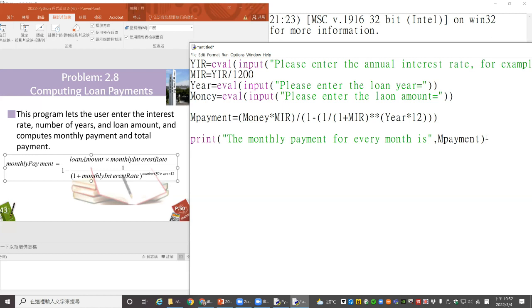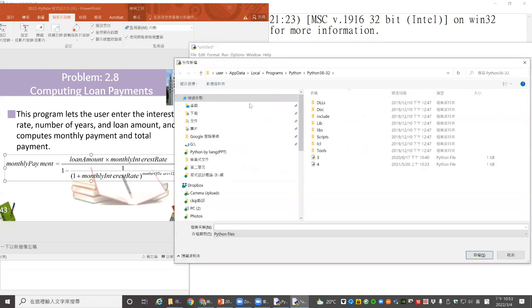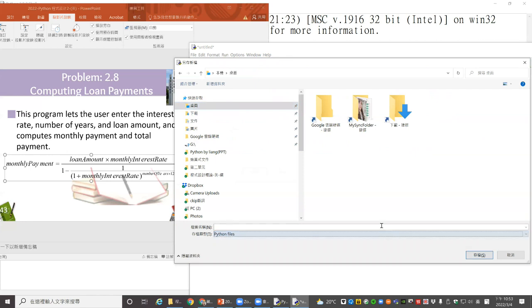And then print the total payment is. Total payment is monthly payment multiplied by the year and multiplied by 12. So we get the result. So let's go. I make it on the desktop. That's the first file today.